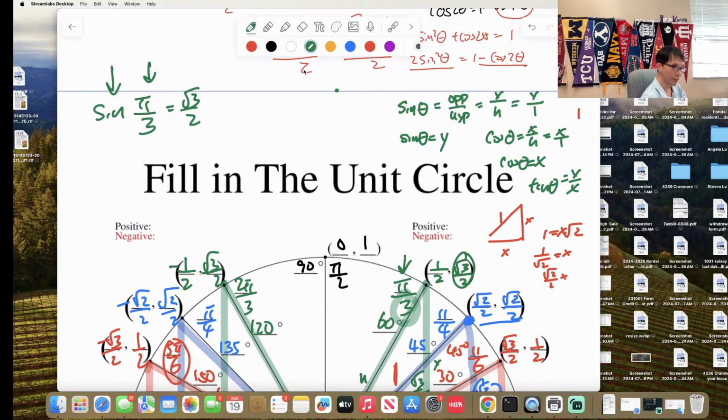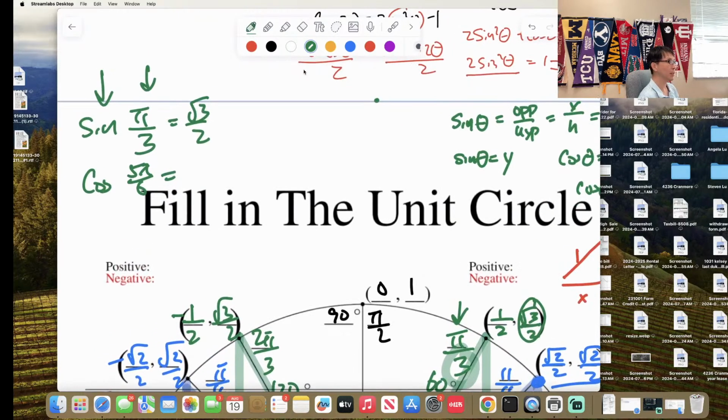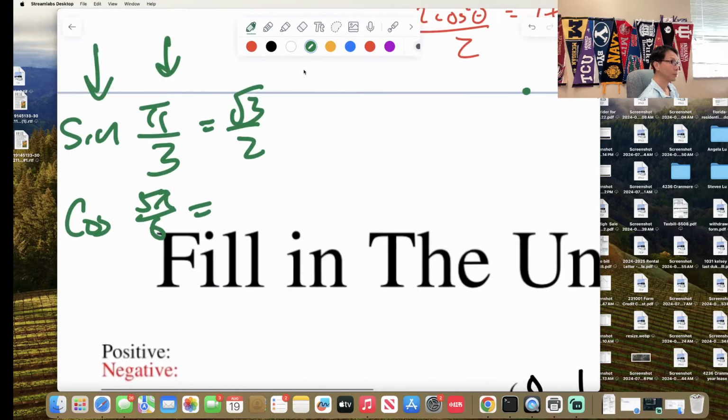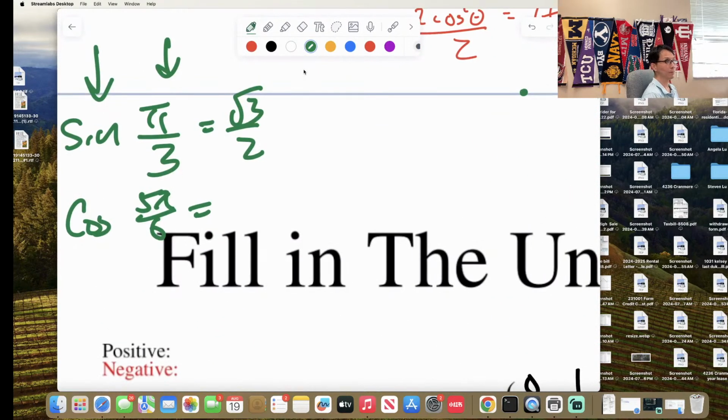Okay, so now what is cosine of 5 pi over 6? Let me see if I can call on people. What's cosine of 5 pi over 6? Easton, what do you think? Don't look at the unit circle. Square root 3 over 2. Square root 3 over 2. Are you sure? Yeah. Okay.